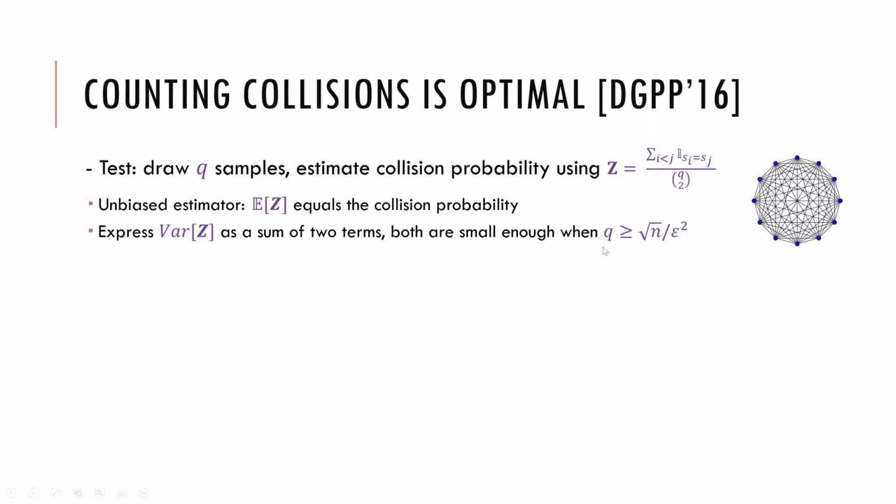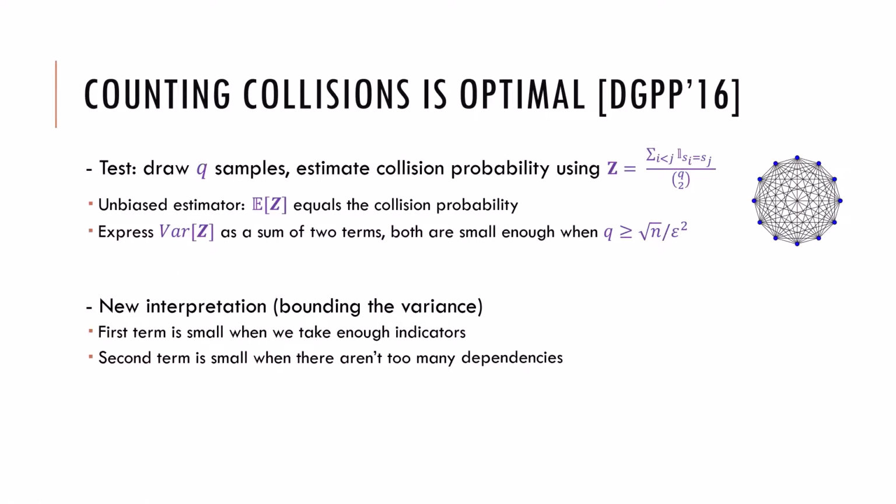And indeed what they show is what one would expect, that whenever the number of samples is at least square root of n over epsilon squared, then the variance gets low enough. But in actuality, a closer look shows that the variance consists of two different terms, and one of them actually gets smaller merely because we have enough indicators, we make enough comparisons in our algorithm, while the second one drops because we don't create too many dependencies.